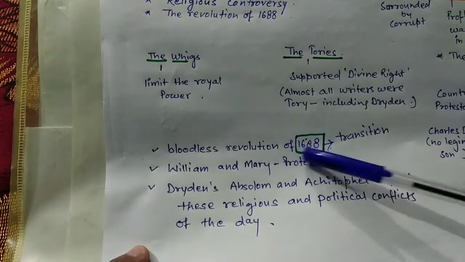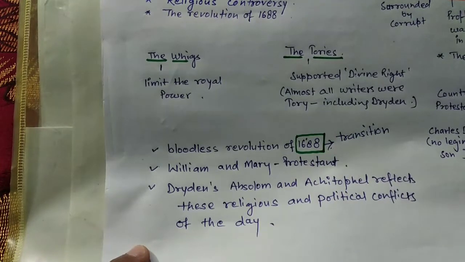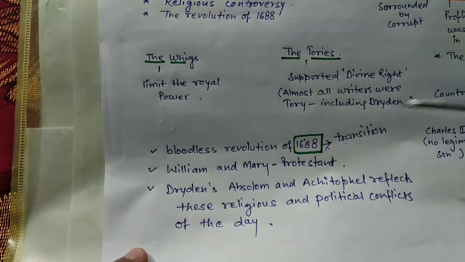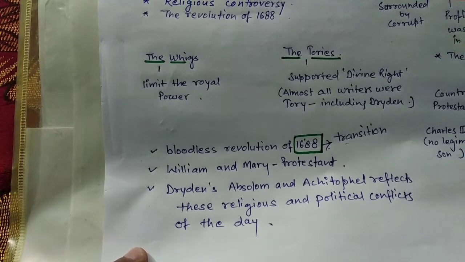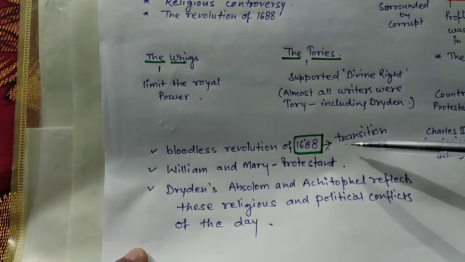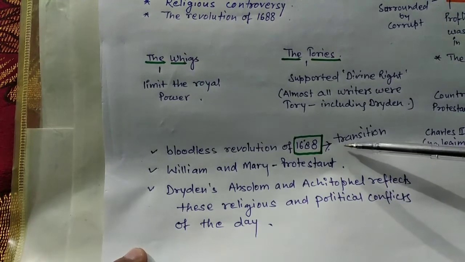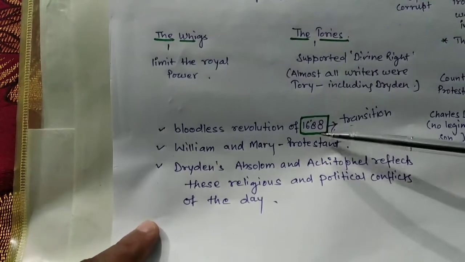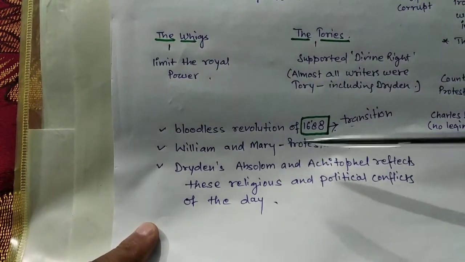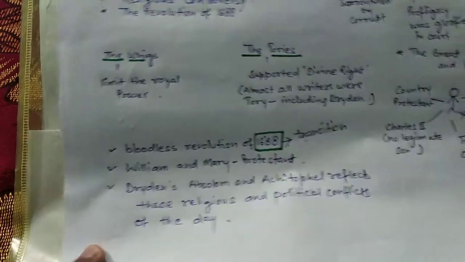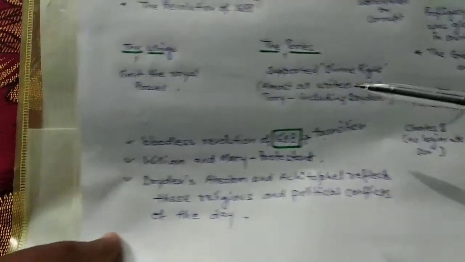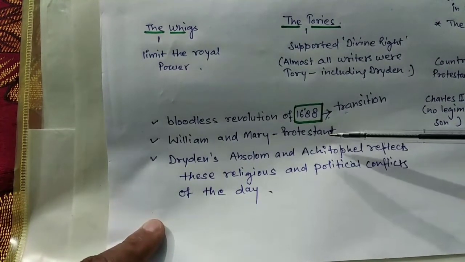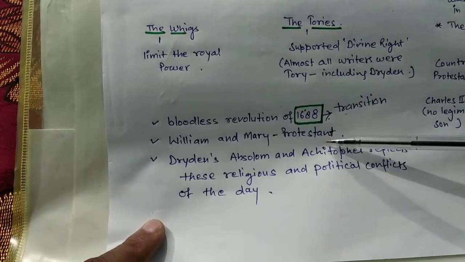And this point 1688 is the transition period. From tomorrow or the next video will be about the literary things or literary qualities of the age. So it was the transition period. So this is very important to understand 1688. And after that, William and Mary, because they removed James II. They removed James II. And who became king and queen? William and Mary. And they became king and queen because they were Protestant.